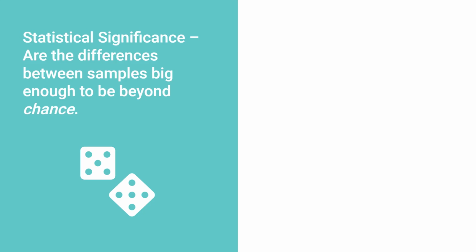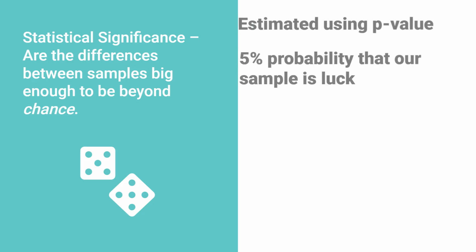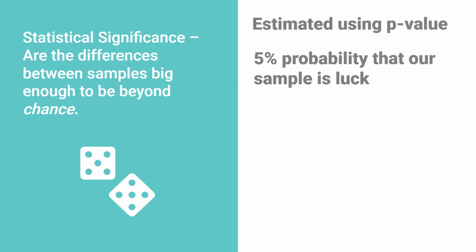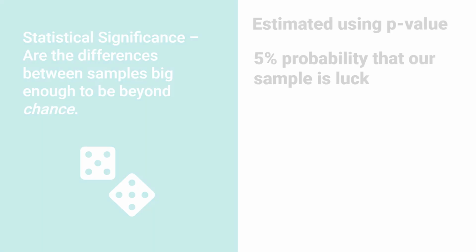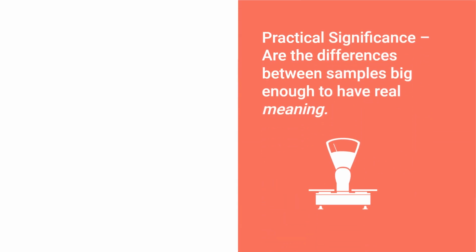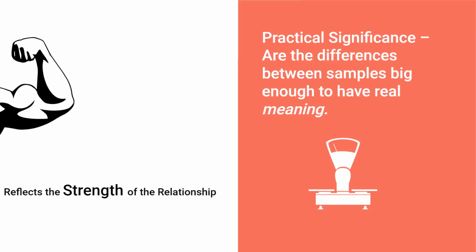Statistical significance reflects the chance or the probability of the finding and is estimated using p-values. We accept a 5% probability that the relationship between the variables in our sample is by chance. Practical significance reflects the magnitude or strength of the finding and is a better indicator of the strength of the relationship than p-values. Effect sizes typically range between 0 and 1.